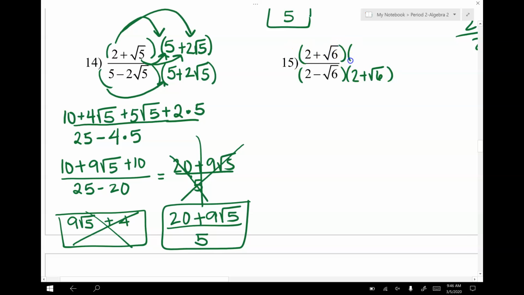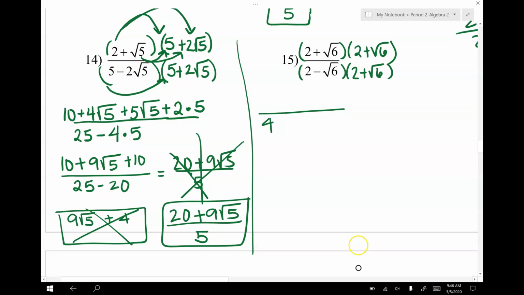What you multiply to the bottom, we have to go and multiply to the top. And the bottom is easier to distribute, so I'm just going to go straight there. On the bottom, 2 times 2 is 4. Negative rad 6 times a positive rad 6. Go straight there. Negative what? Negative 6. Would you guys all agree with that statement?